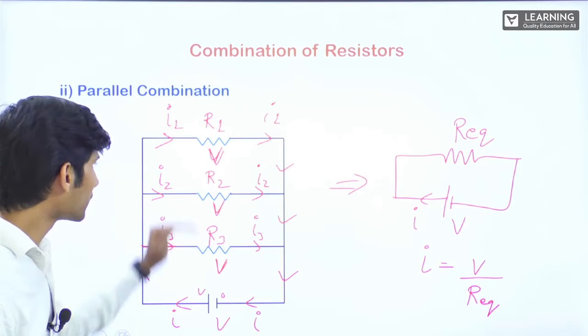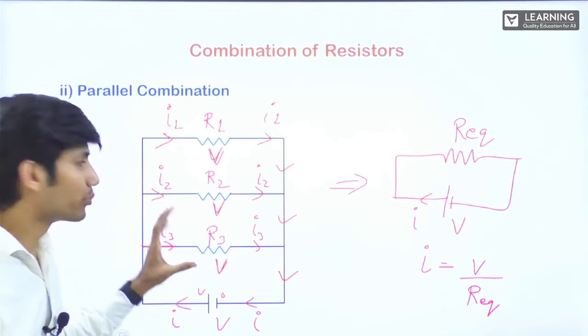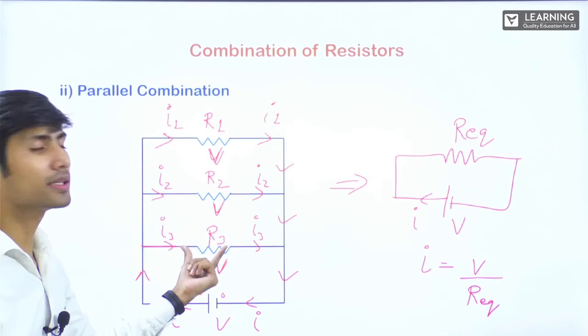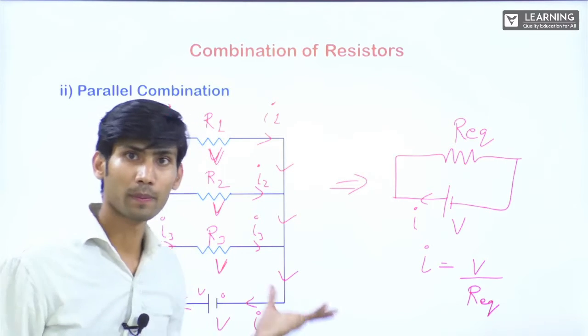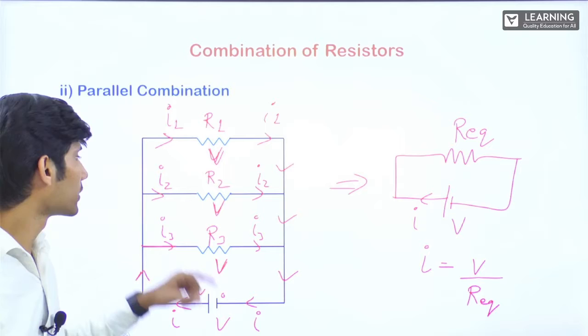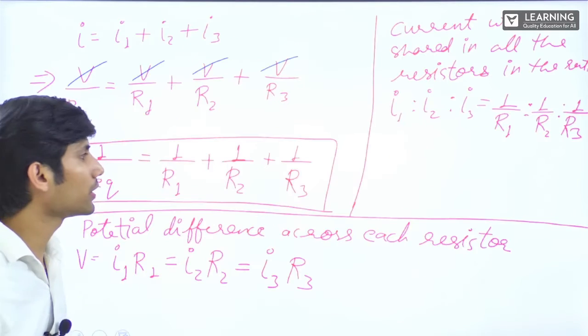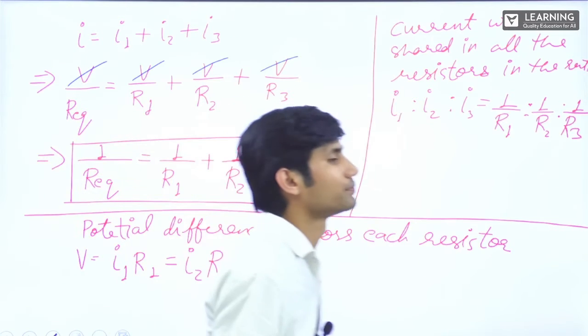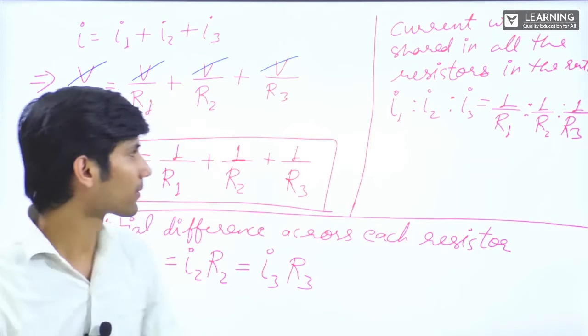Suppose you have done some calculation like this. Now your R equivalent came bigger than, let's say, the smallest resistance. That means your calculation is wrong. It has to come smaller than the smallest individual resistance which is connected in parallel. Clear? Got it? Now, let's go further.